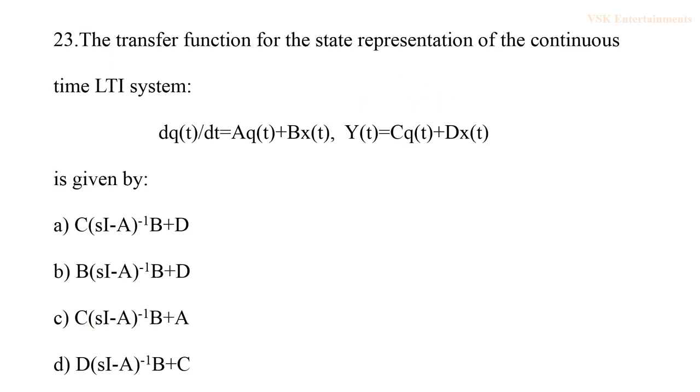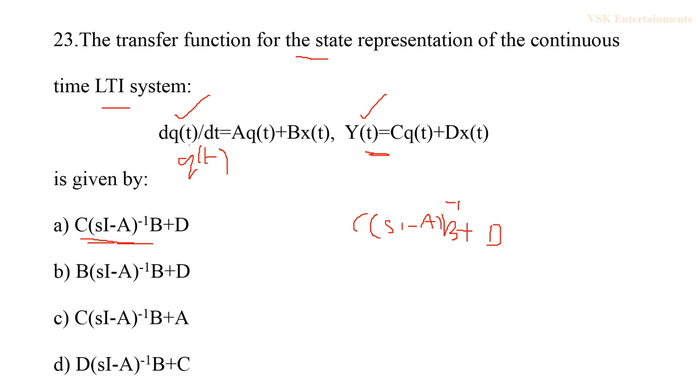Coming to the next bit, that is the transfer function for the state representation of continuous time linear time invariant systems, which are given by the state equation and output equation. Here q dot of t, that is dq by dt, is the state equation, and this one is the output equation. This bit is related to state space analysis. For a state model having the state equation and output equation, the transfer function is given as C into (SI minus A) whole inverse B plus D. Coming to options, the first option is C into (SI minus A) whole inverse B plus D. So option A is the right answer for this bit.